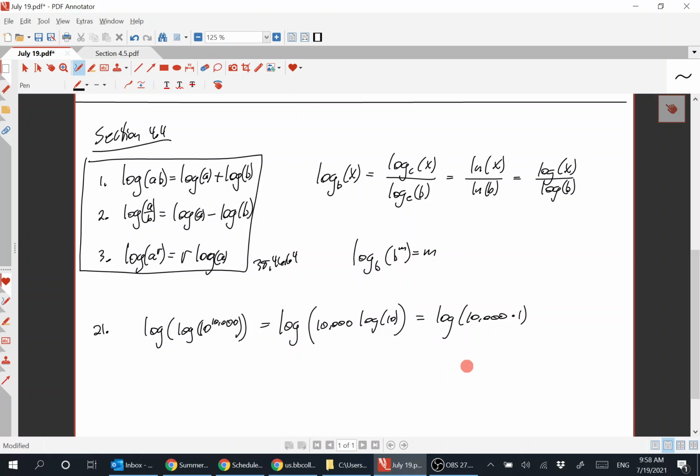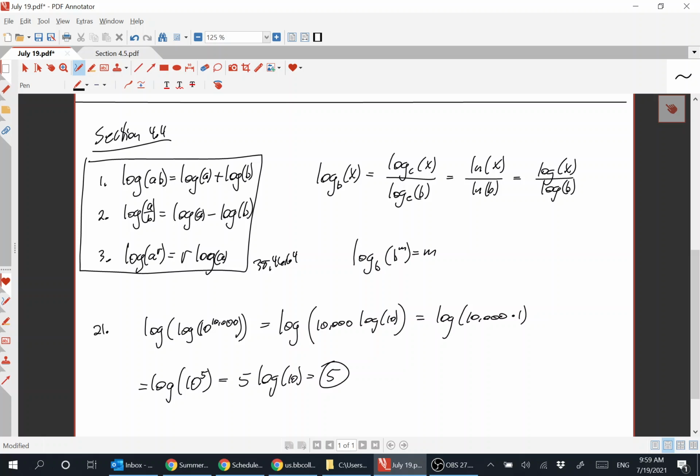Times 1. All right, so this is the log of 10,000, which is 10 to the 5th. So log base 10 of 10 to the 5th, which is just 5, using that if you want. Or you can use number 3 here, bring the 5 down. Log base 10 of 10 is 1. So final answer there is 5. So that's a cute problem.